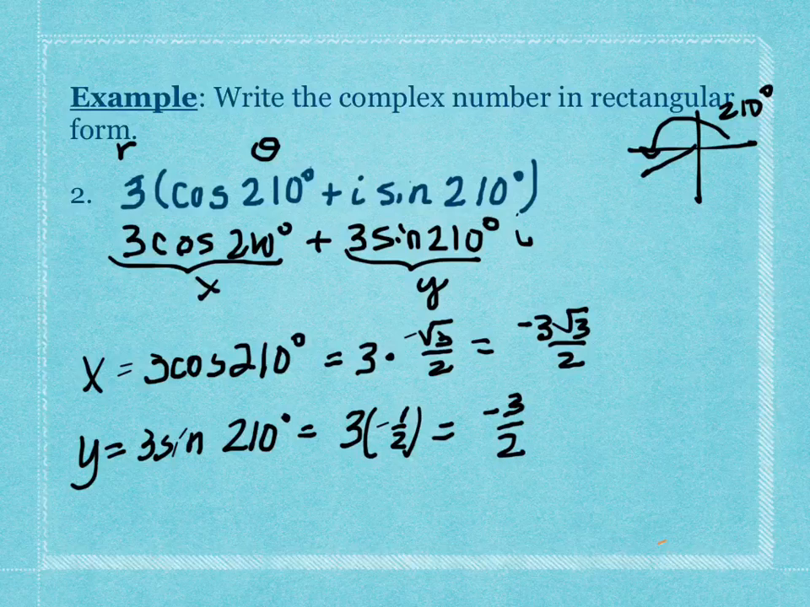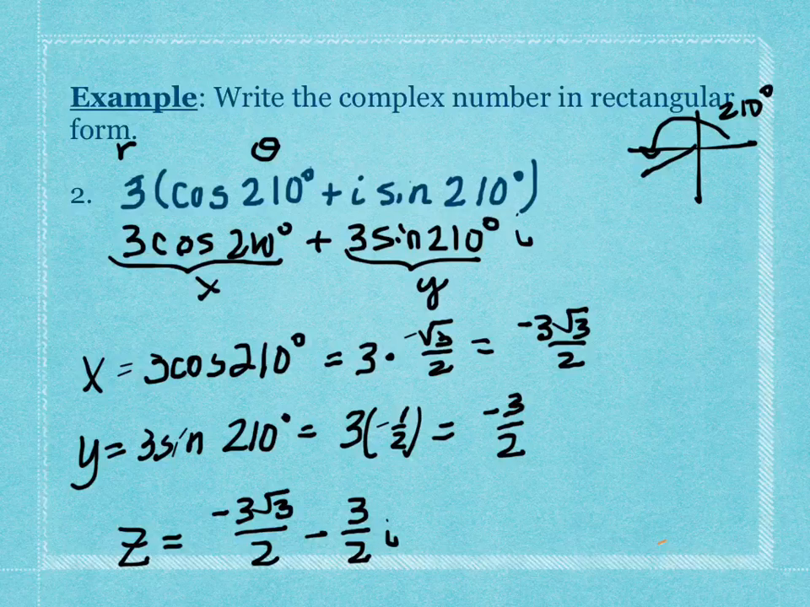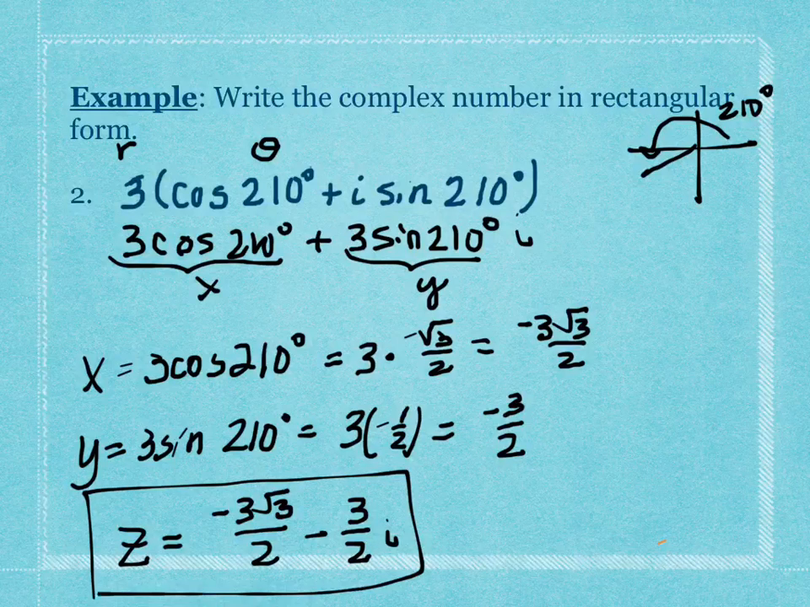So my complex number in rectangular form is written z equals, and you can put the z or not, the x value, which is negative 3 square root of 3 over 2, plus yi, and y is negative, so we'll do negative 3/2 i. So here is my rectangular form for this complex number.